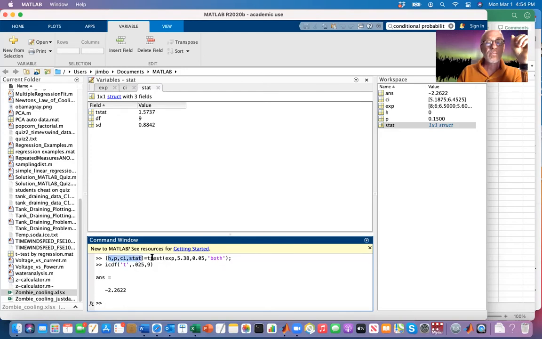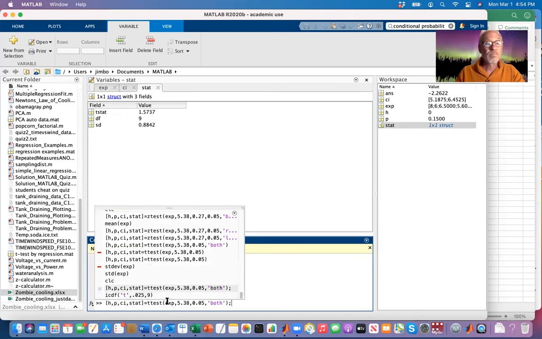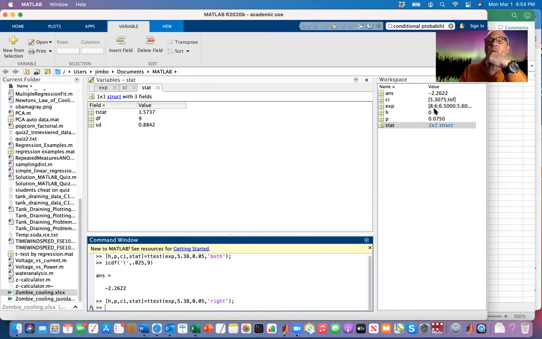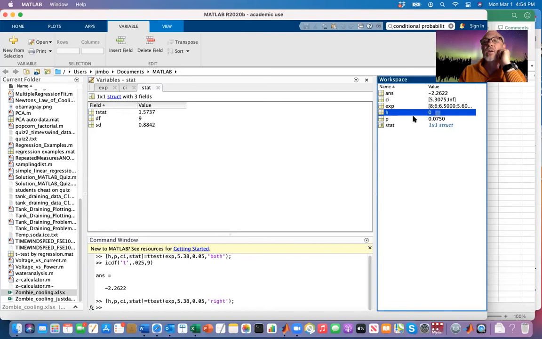HPCI stat, t-test, the vector that we're using as a sample, population mean, alpha, and then whether it's a one-tailed or a two-tailed test. Let's do this as a right-tailed test. We're doing everything exactly the same, except now we're going to do a right-tailed test. T, better spell it right. And we can see that the probability is much smaller now because we put all of our alpha in the right tail, but we still have not rejected the null hypothesis.